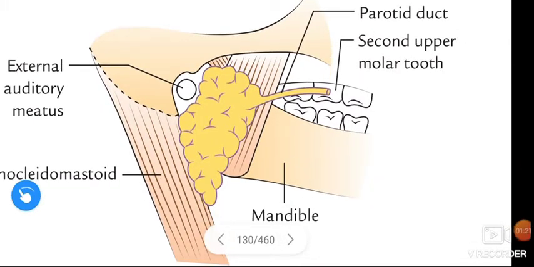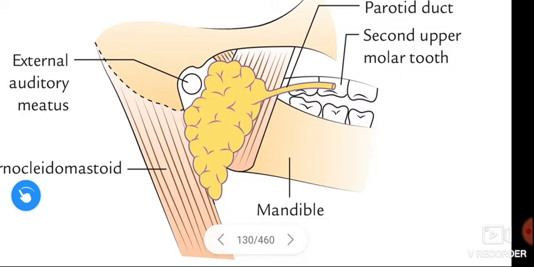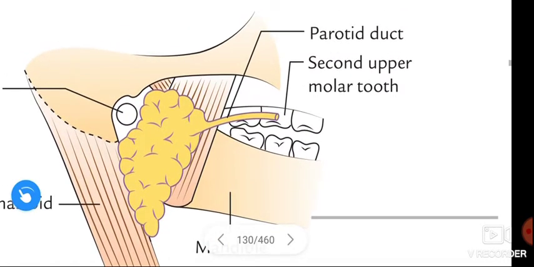And this parotid duct opens into the vestibule of the mouth opposite the crown of the upper second molar tooth. See here, this is the second upper molar tooth.